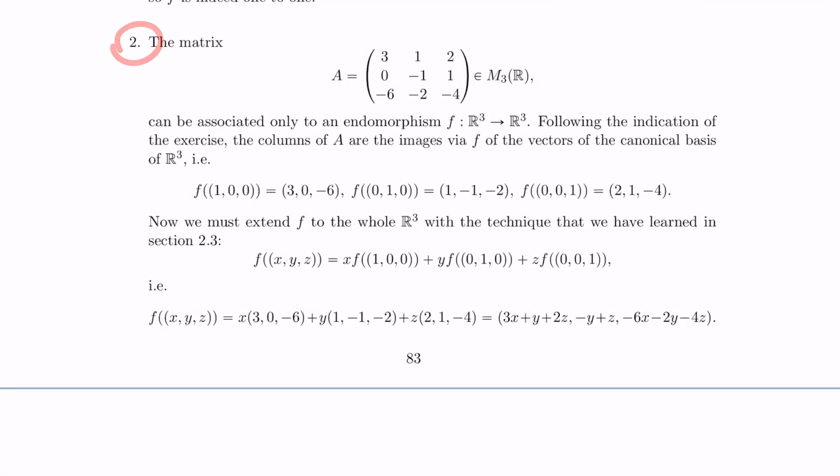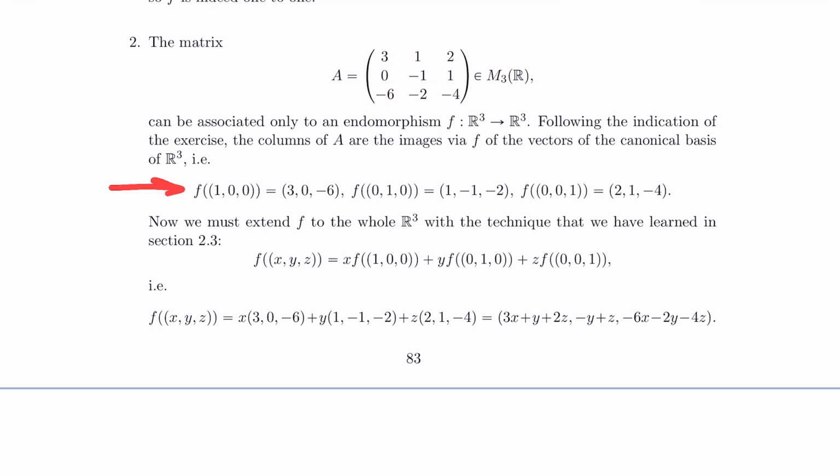Here's the solution of exercise 2. First of all, we notice that since the linear map is square of dimension 3, this means that it can only be associated to an endomorphism of R3. Thanks to what we have seen in chapter 2, we know that the endomorphism of R3 associated to the matrix A with respect to the canonical basis of R3 for both the domain and the range is such that if we apply F to the vectors of the canonical basis of R3, we obtain the column vectors of A.